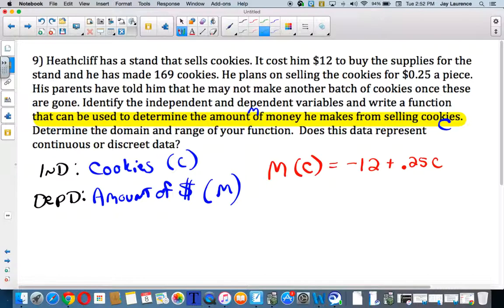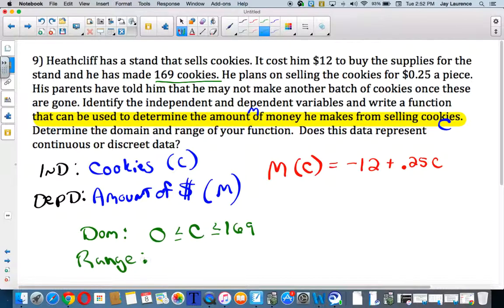Let's do my domain and my range. So my domain is concerned with C. Well, C is limited. He's only allowed to sell 169 cookies. Mom and Dad have told him to not make any more. So the domain is going to be all the possible numbers of cookies it can sell. Well, the most it can be is 169. But the least it can be is 0 if he doesn't have any sales. There is my domain.